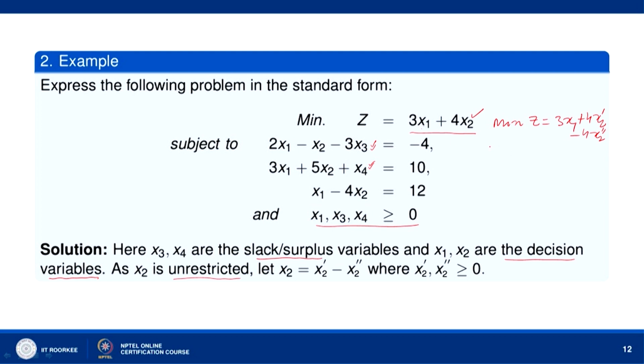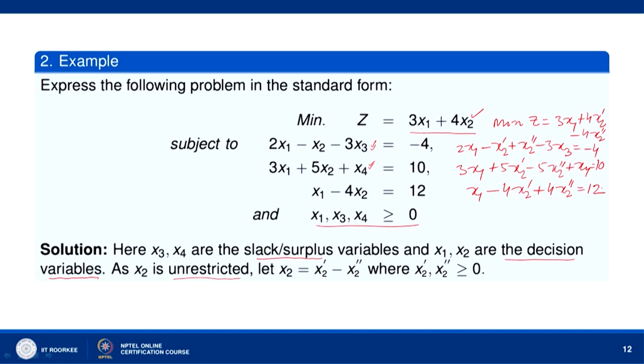And these equations will become 2 x 1 minus x 2 dash plus x 2 double dash minus 3 x 3 equal to minus 4, and 3 x 1 plus 5 x 2 dash minus 5 x 2 double dash plus x 4 equal to 10. And then x 1 minus 4 x 2 dash plus 4 x 2 double dash equal to 12.